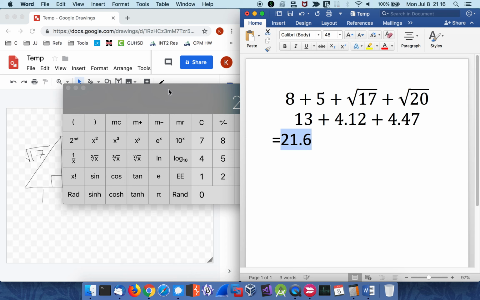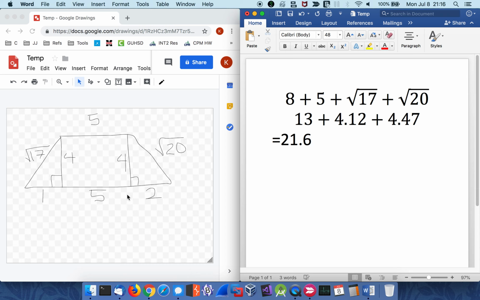Alright, and so then that was the perimeter. A little bit complicated, but very doable. Just have to know the formula for area of a trapezoid, and then you have to remember your Pythagorean theorem so that you can get those missing sides, and then that's pretty much it. Okay, so that's it for this one too.